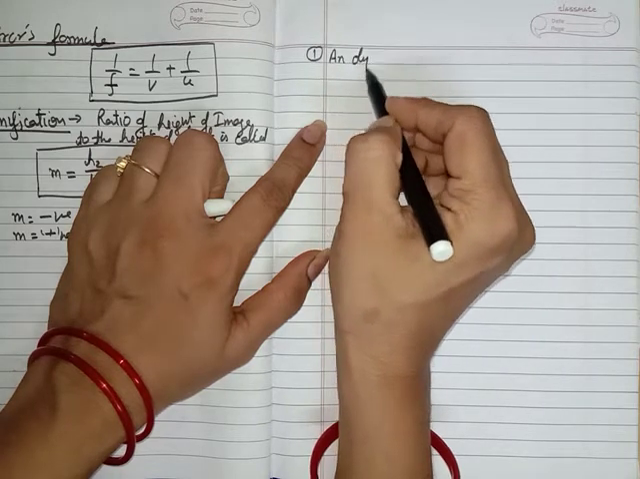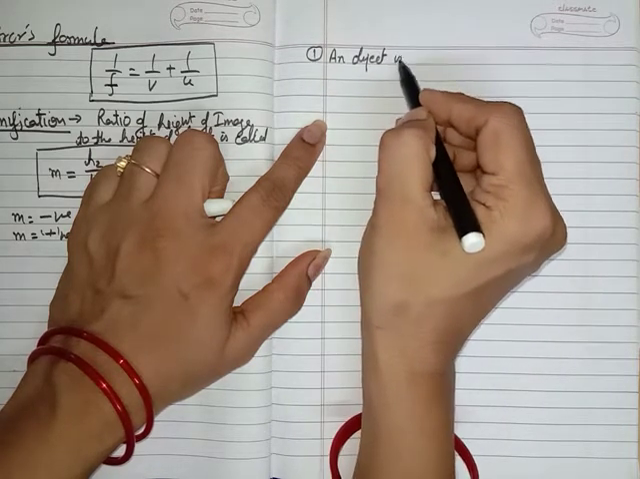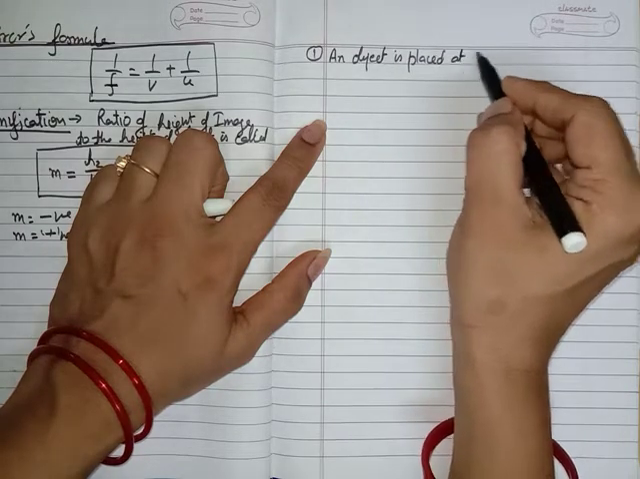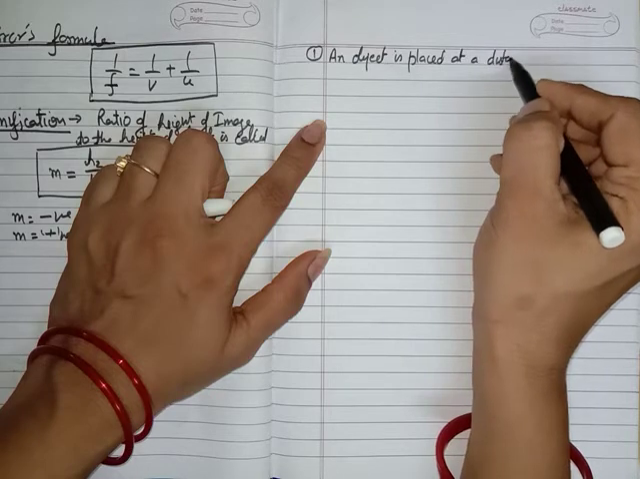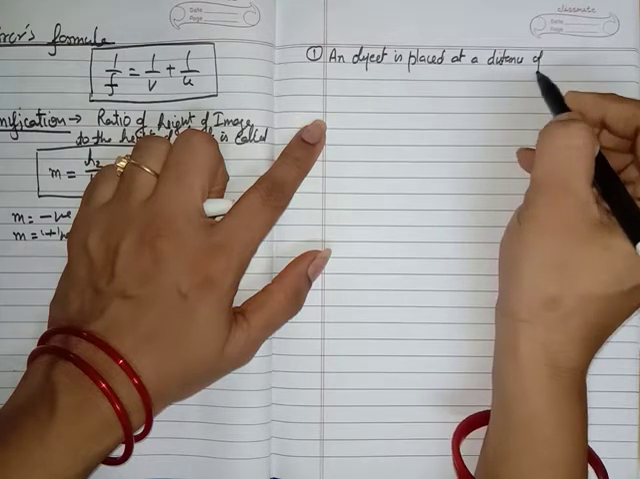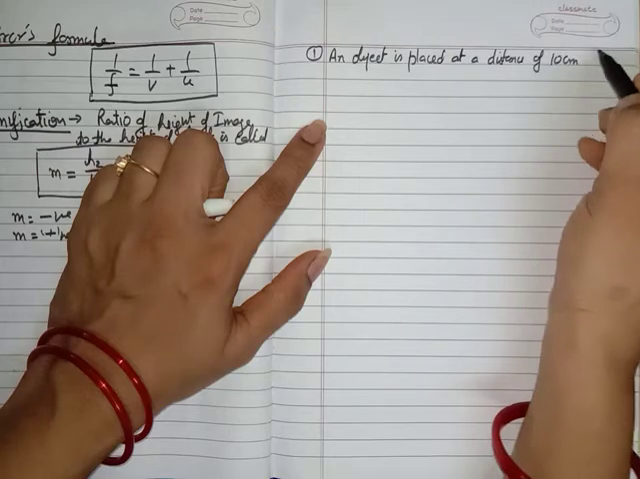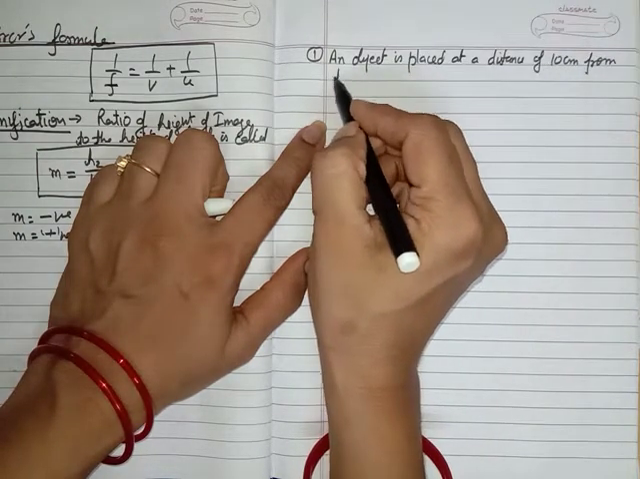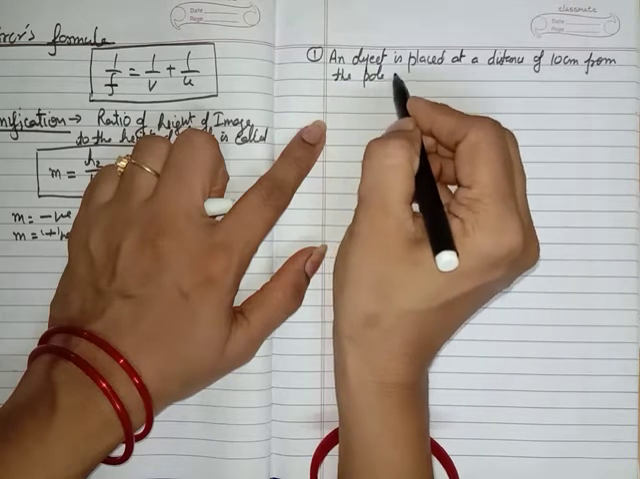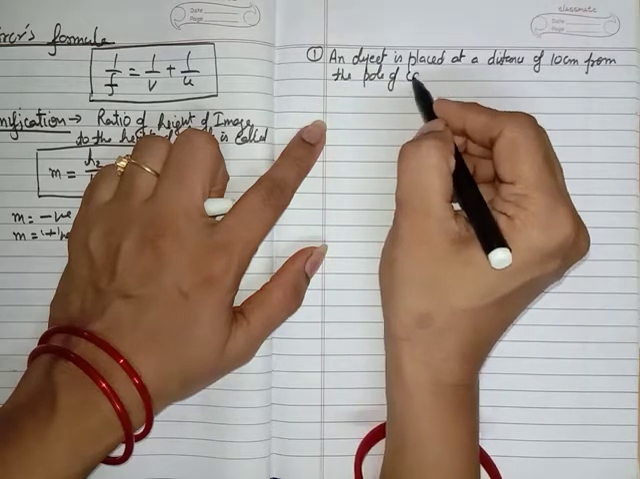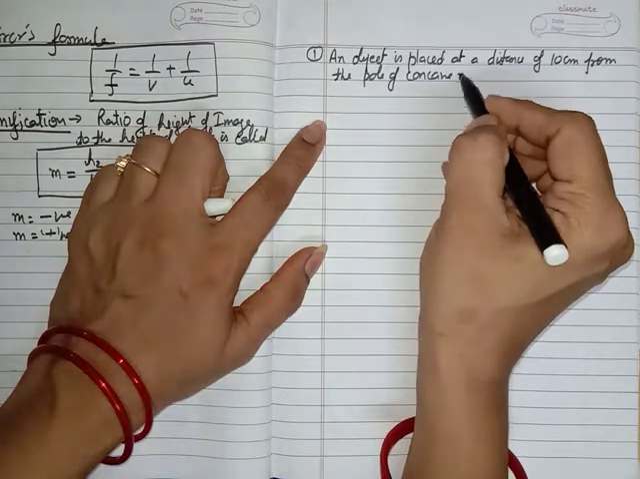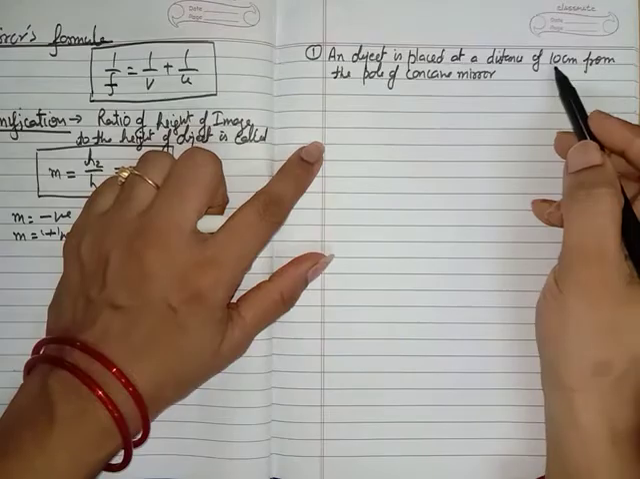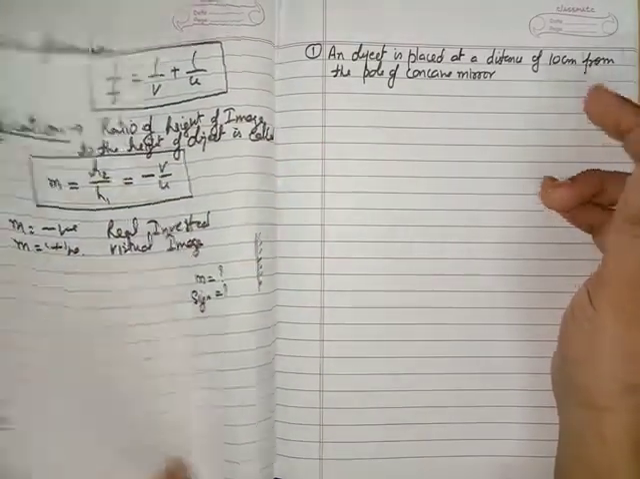An object is placed at a distance of 10 centimeter from the pole of concave mirror. So this is a concave mirror and we are placing an object at a distance of 10 centimeter from the mirror. So what is this value?